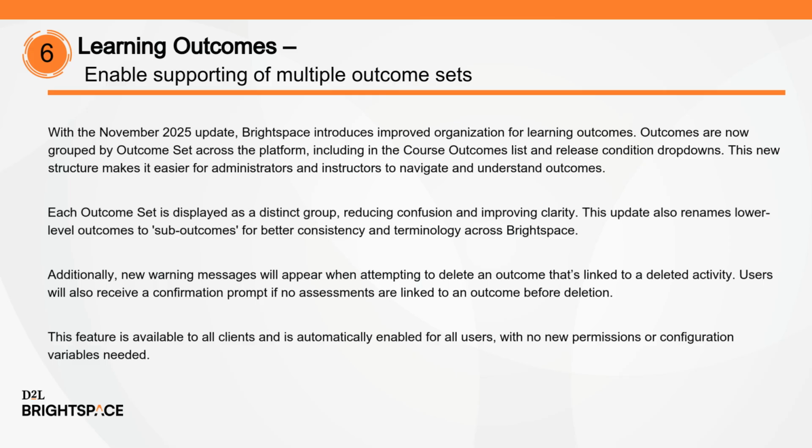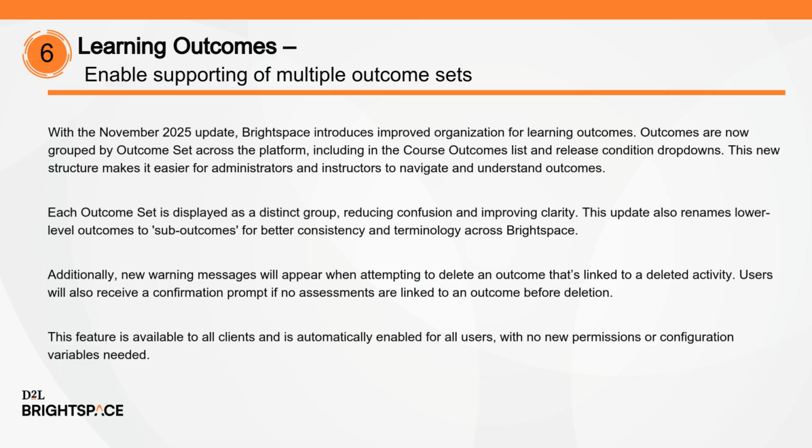This update also renames lower-level outcomes to sub-outcomes for better consistency and terminology across Brightspace. Additionally, new warning messages will appear when attempting to delete an outcome that's linked to a deleted activity. Users will also receive a confirmation prompt if no assessments are linked to an outcome before deletion. This feature is available to all clients and is automatically enabled for all users, with no new permissions or configuration variables needed.